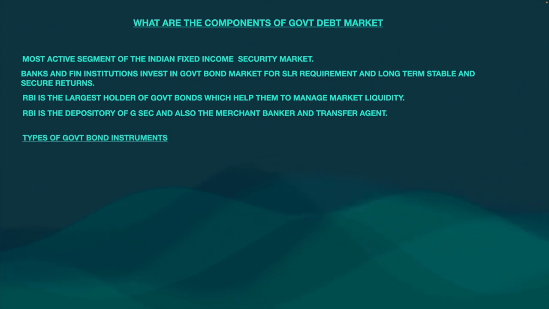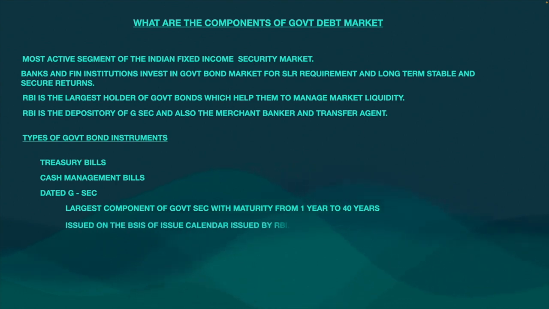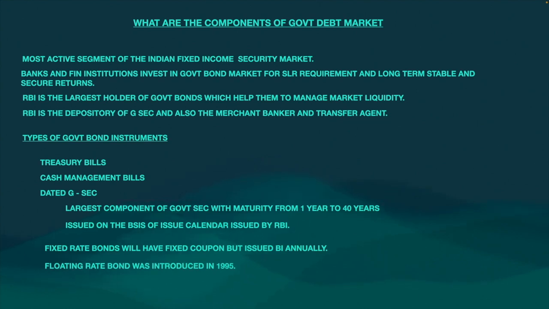Now let us understand types of bond instruments. First one is the treasury bills. I have already told you. Then cash management bills, dated G-SECs. Dated G-SECs is the largest component of government securities with maturity from 1 year to 40 years, right? It is issued on the basis of the issue calendar issued by the RBI. Fixed rate bonds will have fixed coupon but paid biannually. Floating rate bonds were introduced in 1995.